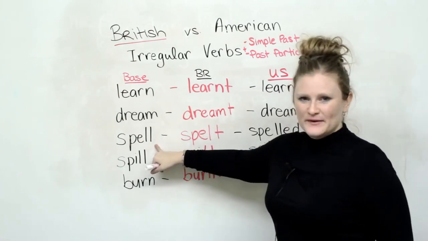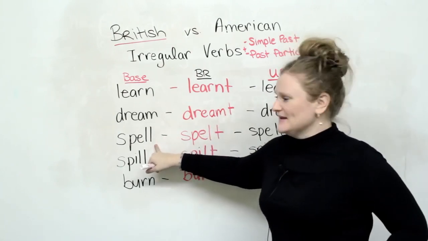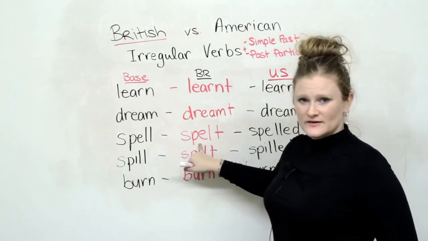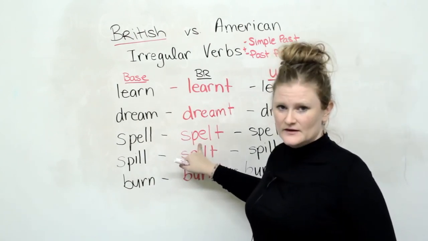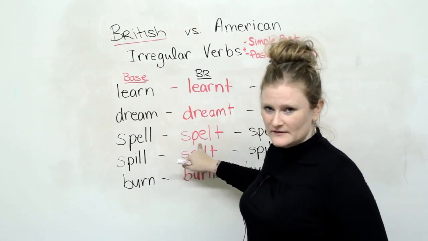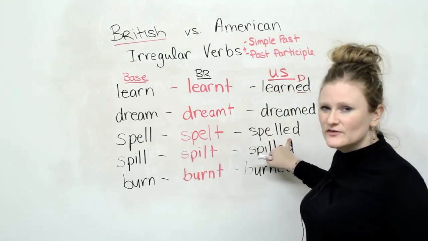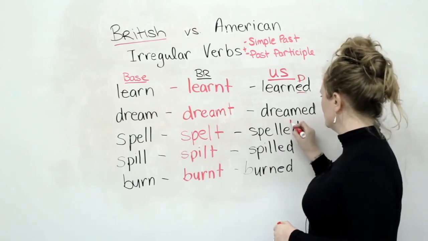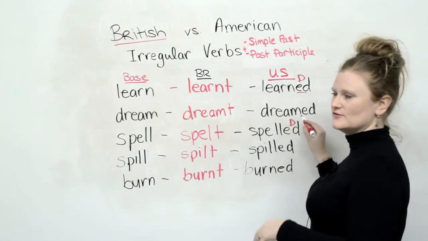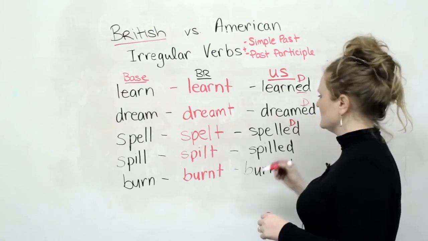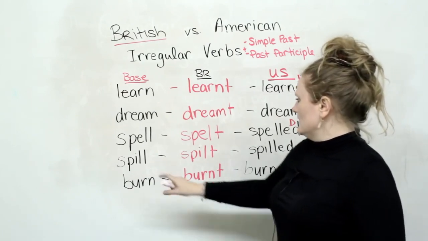The next one is spell. Something I'm not very good at. Spell. British English is spelt. Like you spelt that wrong, Ronnie. In America, they would say spelled. This is a D sound. Sorry, so is dreamed. These are all D sounds at the end.